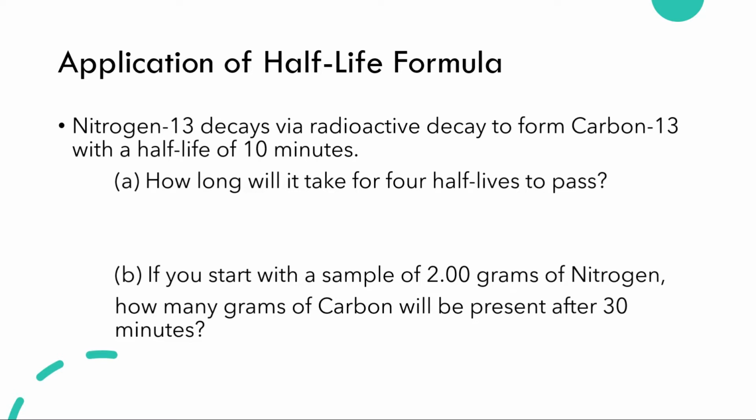So for our example problem, this says that nitrogen-13 decays via radioactive decay to form carbon-13 with a half-life of 10 minutes. This is actually a form of positron decay, which is something we haven't talked about yet, but that's not really the important part here. So we have a half-life of 10 minutes, and the first part is, how long will it take for 4 half-lives to pass? Now, this is actually kind of a trick question.